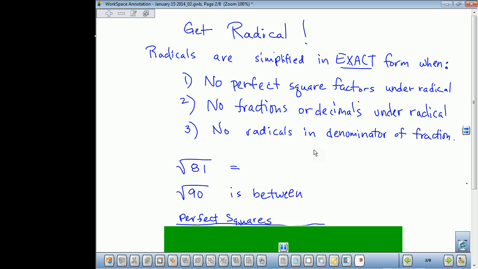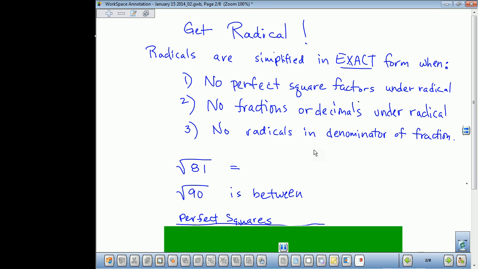When there are no fractions or decimals left under the radical, so we can't have a radical that has a fraction under it or a decimal under it. We'll have no radicals in the denominator of a fraction. So if we had a fraction and it had a number in the numerator that is not a radical, but in the denominator it was a radical, we have to rewrite it. We have to change it. So those are our rules.